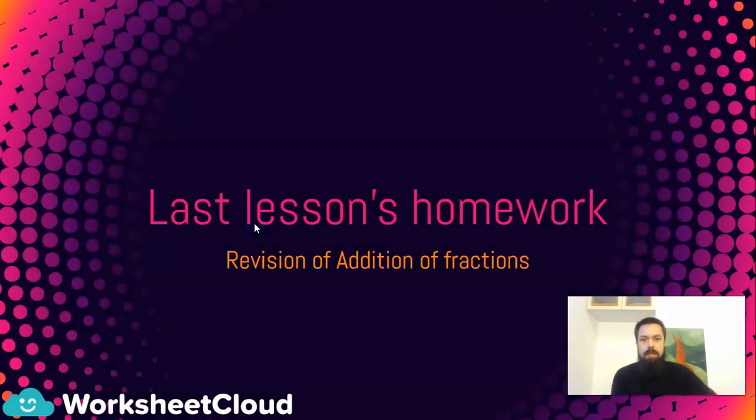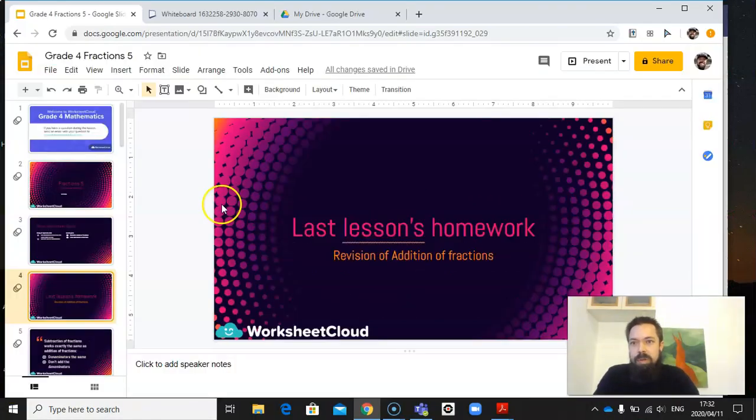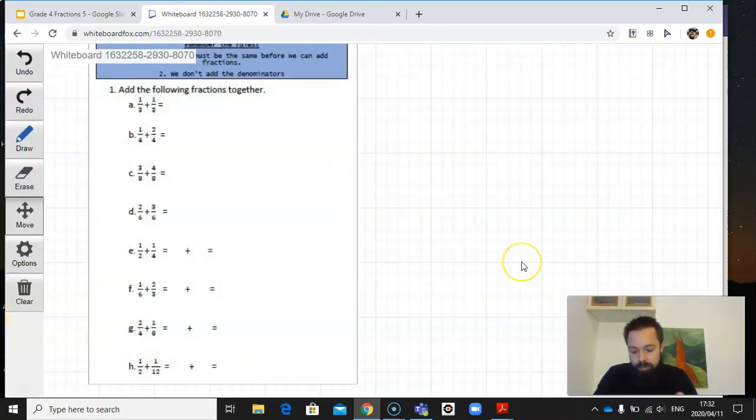Let's look at last lesson's homework. This is revision of addition of fractions. It's useful because it'll help us. We use the exact same process with subtraction. Jumping across to our whiteboard. Here's our homework. I'm going to look down quickly so I can write on the screen.